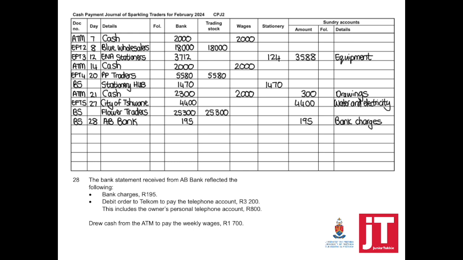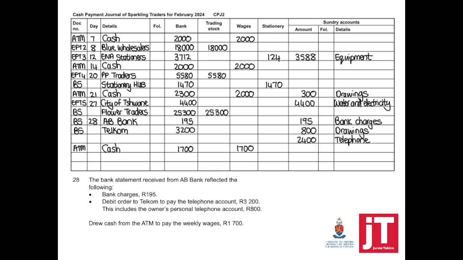So now you can't write AB Bank again. On the bank statement received from AB Bank on the 28th, we made a payment by debit order to Telkom for 3,200. This was because of 800 for the owner's personal use, which is shown as drawings, and the difference was the business expense for the telephone.